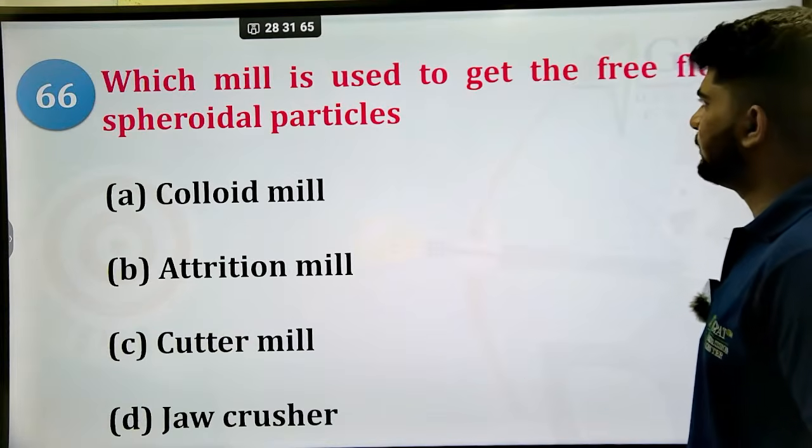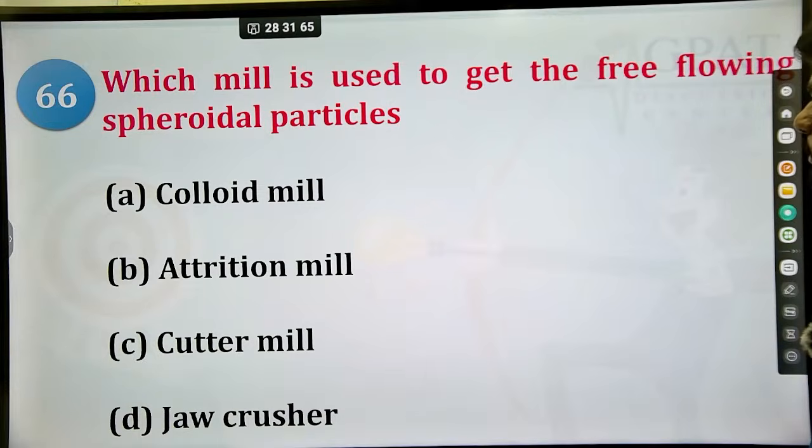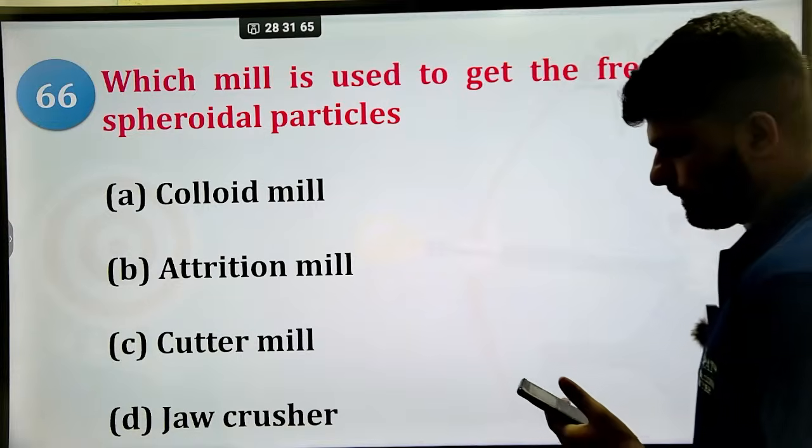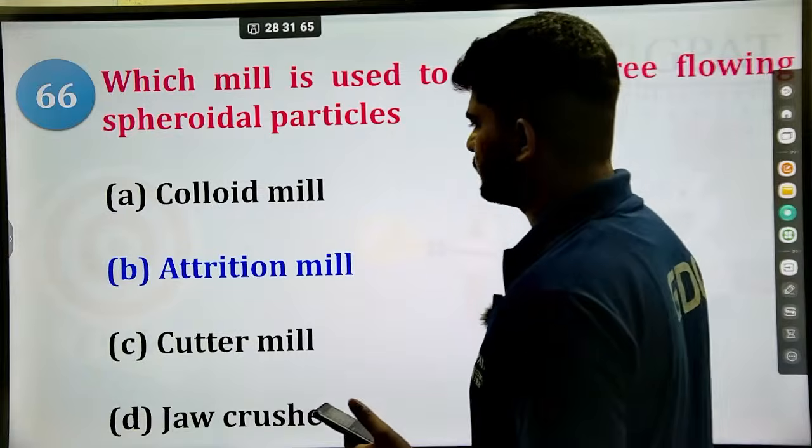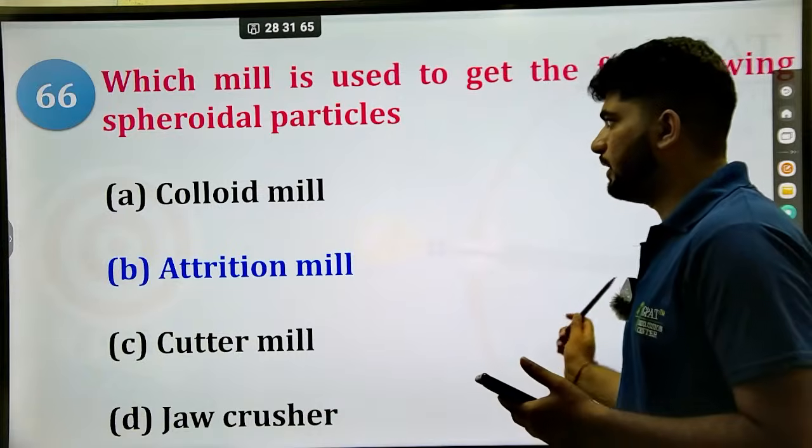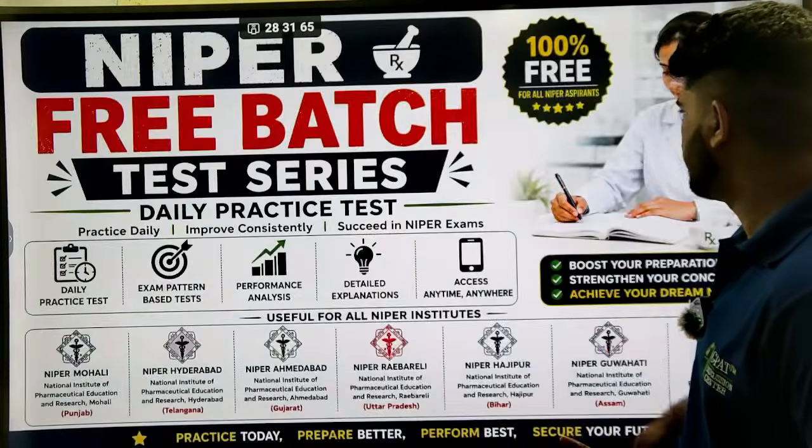Okay. Now, which mill is used to get free flowing spheroidal particles? Spheroidal particles, guys. Is it your colloidal mill, attrition mill, cutter mill, or jaw crusher? Anyone? That is your attrition mill over here.